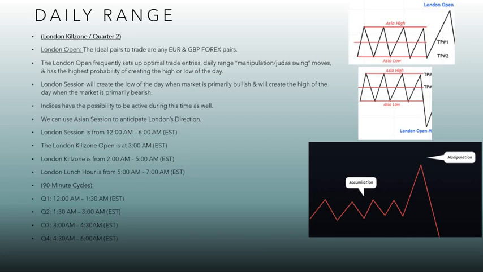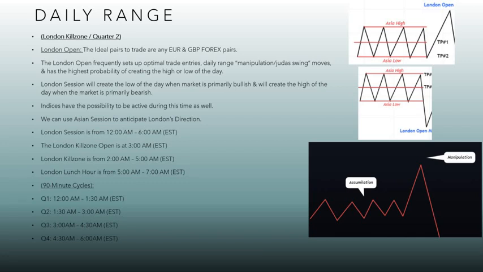London kill zone, otherwise known as quarter 2. Okay, so this is going to be the second quarter, and you're going to want to pay attention to this one. Okay, so London Open, the ideal pairs to trade are any EUR and GBP forex pairs. Okay, so EUR is representing the euro, right? The European currency. And GBP is representing the Great British Pound, so England's currency. Okay, so any forex pair that has these 2 currencies attached to it, this is the session you're going to want to pay close attention to.